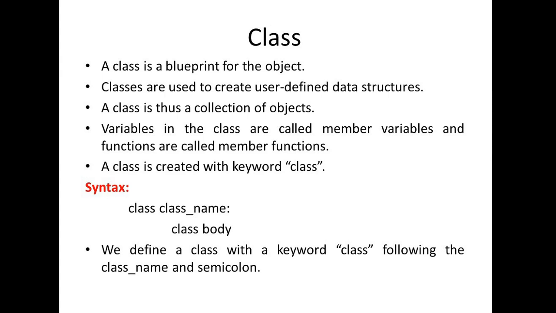This class is the blueprint for the object. It is like the reflection of the object. Your class consists of user defined data structures because the variables and functions we define may follow any type of data structure. Your class is a collection of objects, because it may have any number of member variables and member functions. And your class will start with the keyword class in programming. That is the syntax for class.